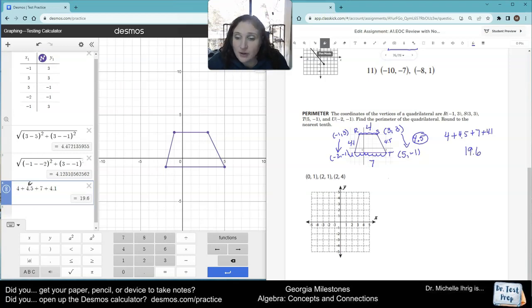Same thing here, 0 over 0 up 1, over 2 up 1, over 2 up 4. So when I have this triangle, I can count 1, 2 right here, 1, 2, 3 right here. So this is the only line I would have to find the distance formula for.